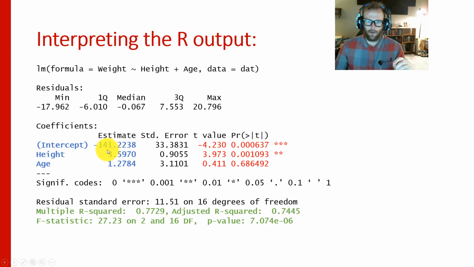So here we have our slope for height. This is the predicted change in weight for a 1-inch increase in height. And this is the predicted change in weight for a 1 year increase in age. But the important caveat here is that this is controlling for each other. So controlling for height, this is the change for age, and controlling for age, this is the change for height.